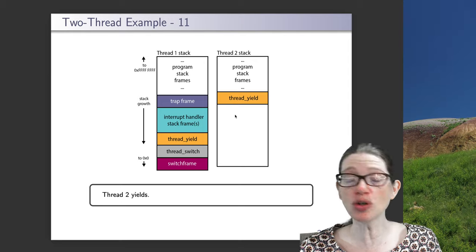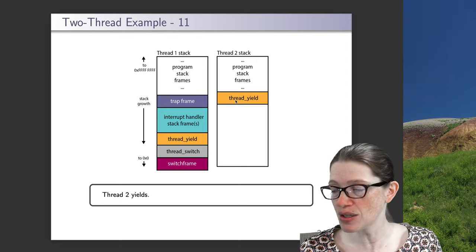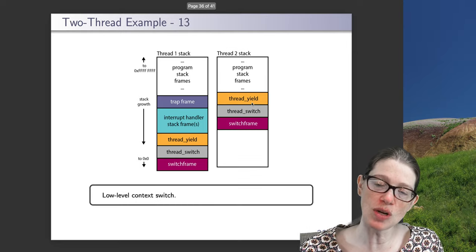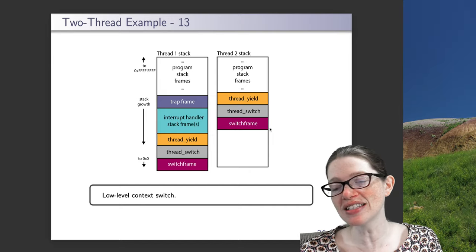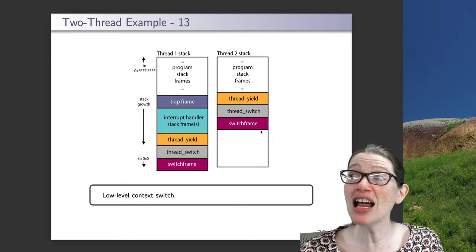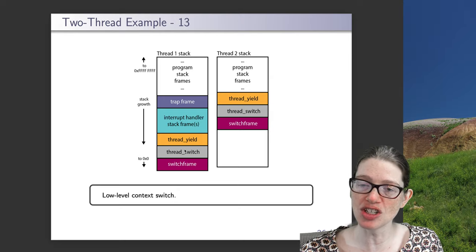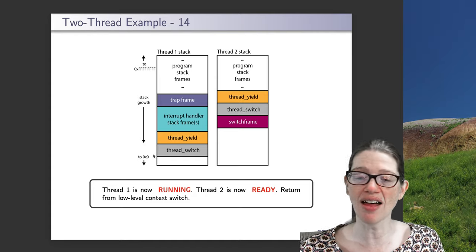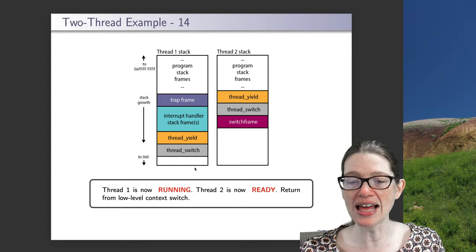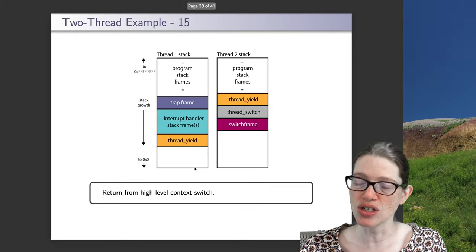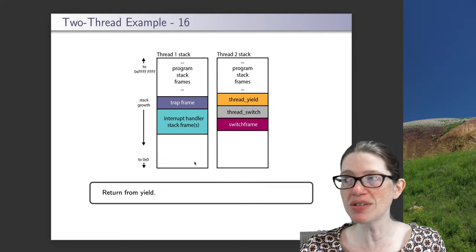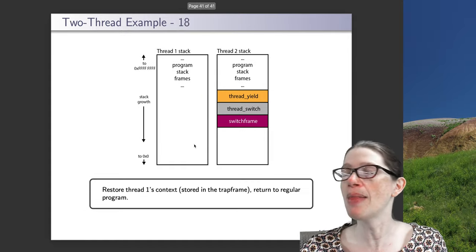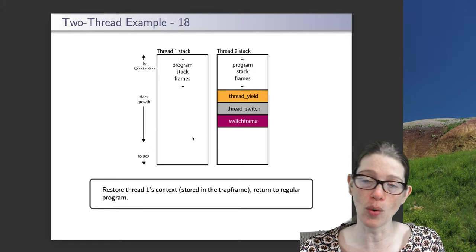And then if thread 2 eventually calls thread yield again, so we'll have a thread yield get called right here. That calls thread switch and then switch frame. And then remember, switch frame is going to save the callee save registers and then load those from the new thread. In this case, that's thread 1. And then pop the switch frame off of the other thread stack. And then now thread 1 is running. And we return to thread switch, returns to thread yield. We return to the interrupt handlers, which are really just going to immediately return. And then we're going to restore the trap frame, and then thread 1 is going to go back to running the way it was before.